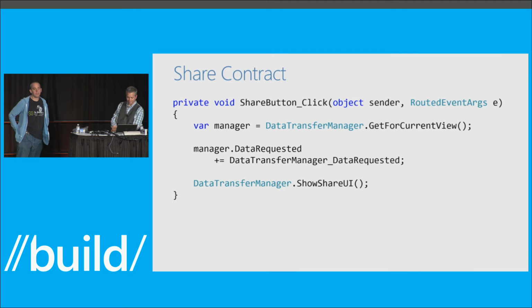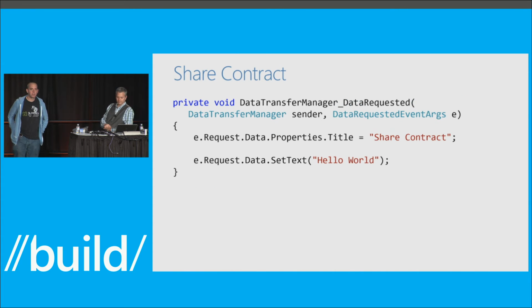First off, you have to get an instance of your data transfer manager for your current view. With that, you can set up a couple of events. One of them is the data requested. The other one is the target application chosen, I believe. Right now, we're just going to focus on the data requested. So once we've set up that event handler, we're going to call the data transfer manager's show share UI. Show share UI reveals the list of all the applications that can be share targets.